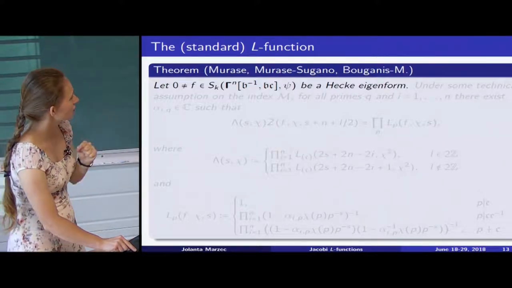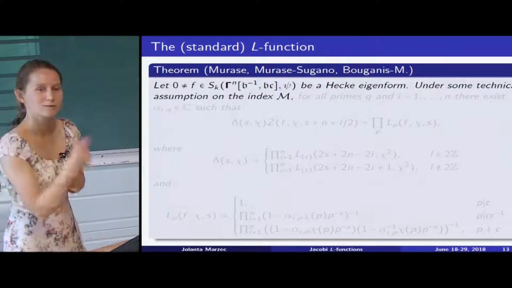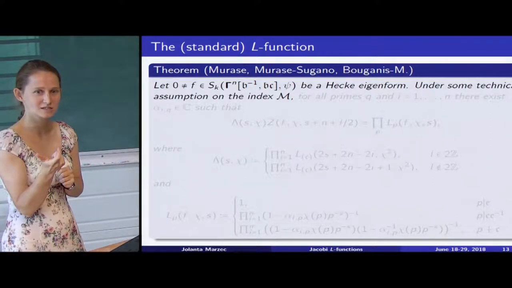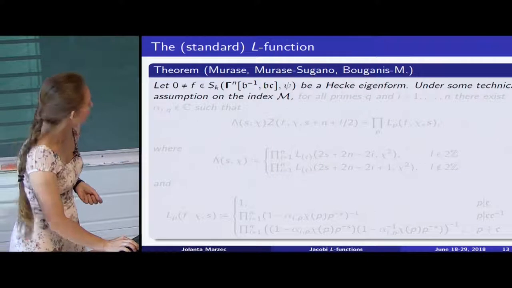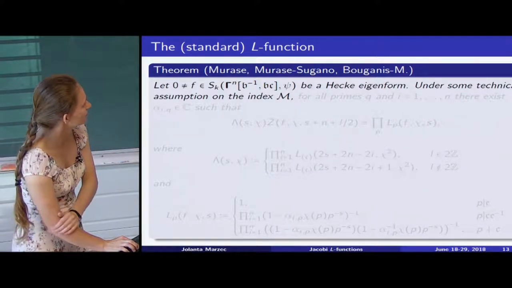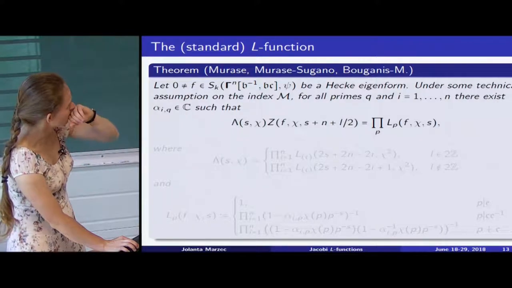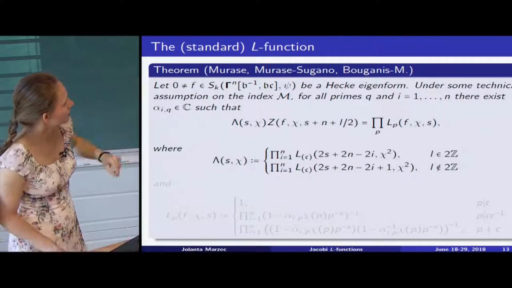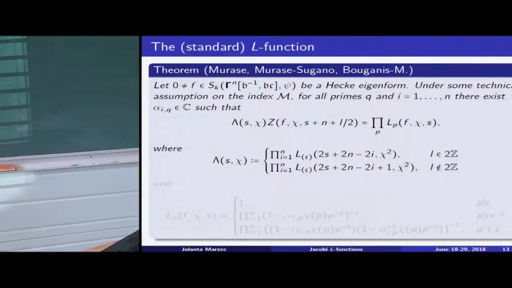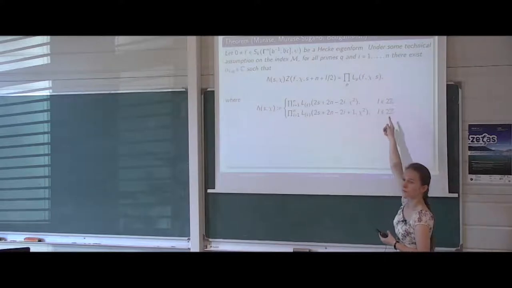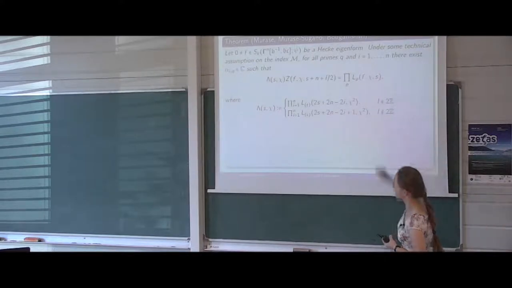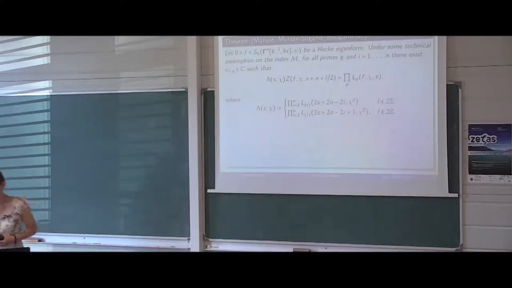So we have a Jacobi form which is a Hecke eigenform. And now here comes a certain assumption on the index of this Jacobi form that I didn't really want to define here. If we twist the series by the product of L factors, which really depend only on the character chi, and we choose them depending on whether the size of our index is odd or even, then we get the local L factors that you have already seen.